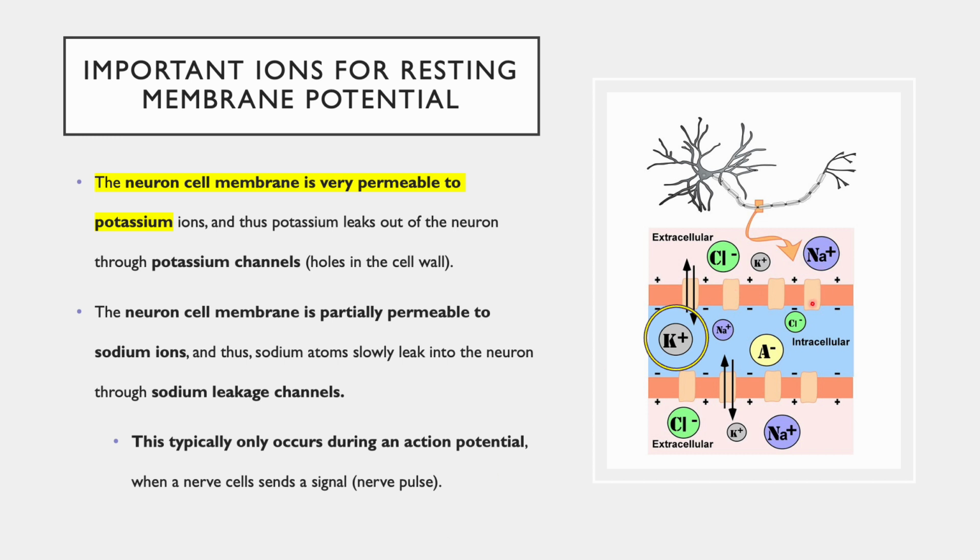However, when sodium leaks inside of the cell, this typically occurs during an action potential or nerve impulse. The cell needs to become depolarized or more positive inside in order for these nerve impulses to occur. But don't worry, we're going to talk about that more later when we cover action potentials in Chapter 4.